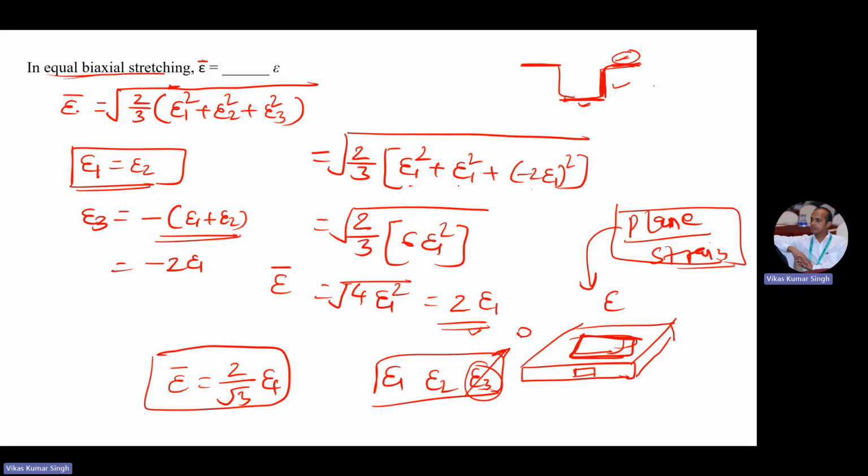That is the main point: where you are considering sigma 1, sigma 2, and sigma 3. If it is given, you have to take plane strain. So this is very important, so please look into it, and if further questions come, we will discuss.